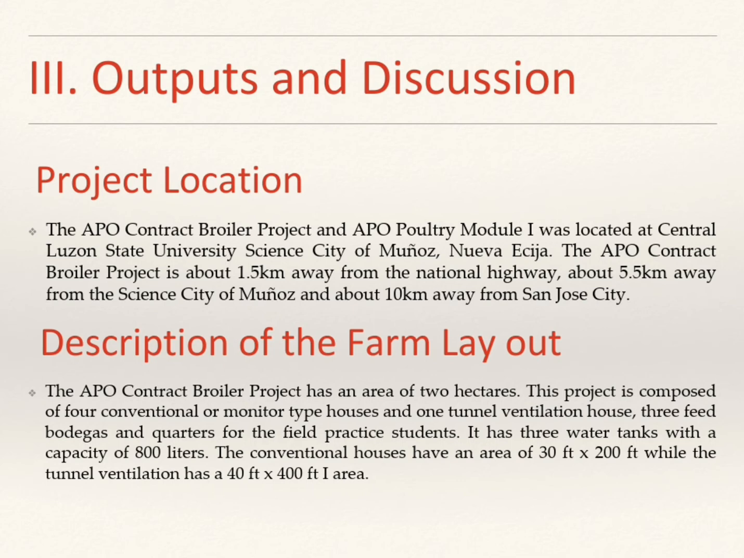The description of the farm layout is that the APO Contract Broiler Project has an area of 2 hectares. This project is composed of 4 conventional or monitor-type houses and 1 tunnel ventilation house, 3 feed bodegas, and quarters for the field practice students.